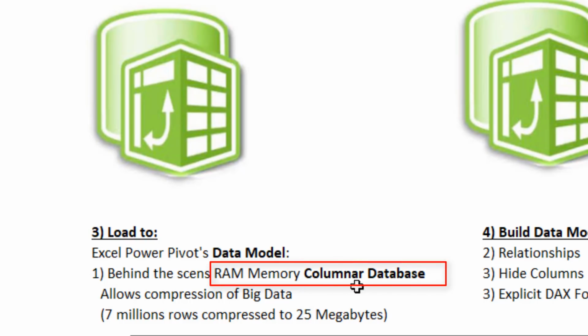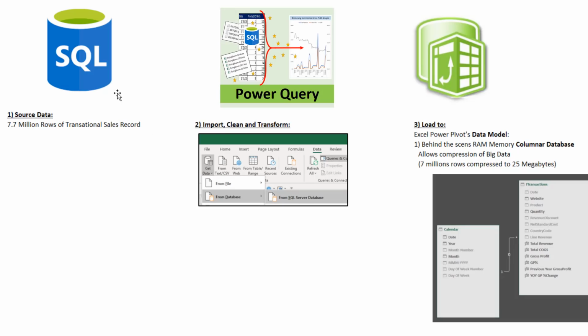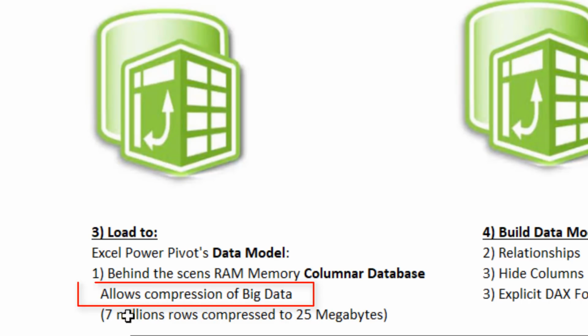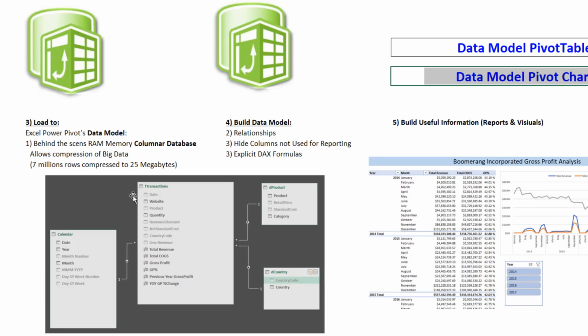Now, that data model has a number of components. Behind the scenes, there's something called a columnar database, which can take big data and allows compression of that big data. For example, we'll import 7 million rows of data into Excel, and the file size will only be 25 megabytes. Now, step 1 in data modeling in Power Pivot is loading the data to the columnar database. But then we create relationships, and we'll do this manually inside of Power Pivot.